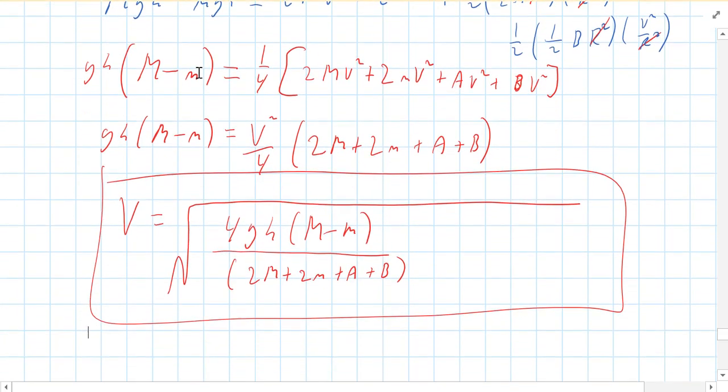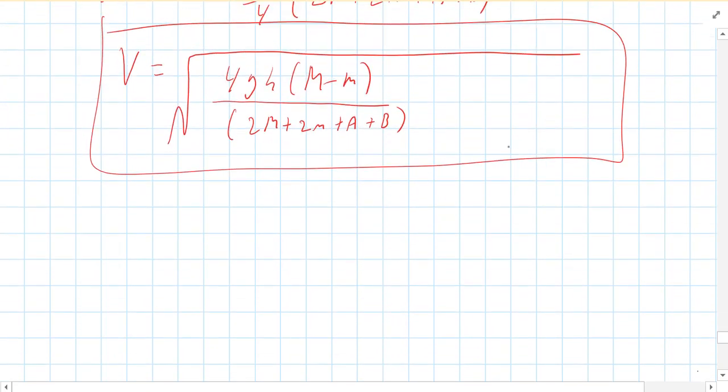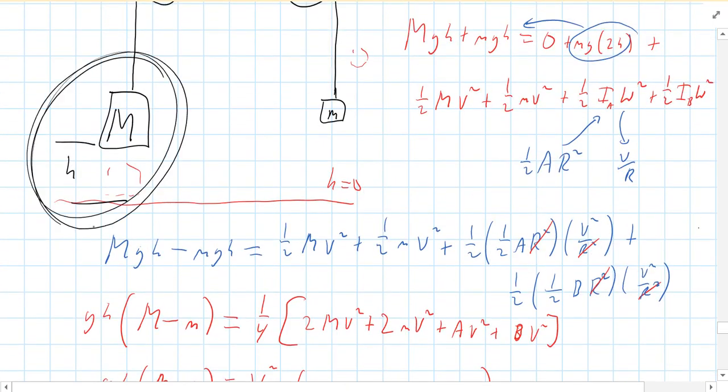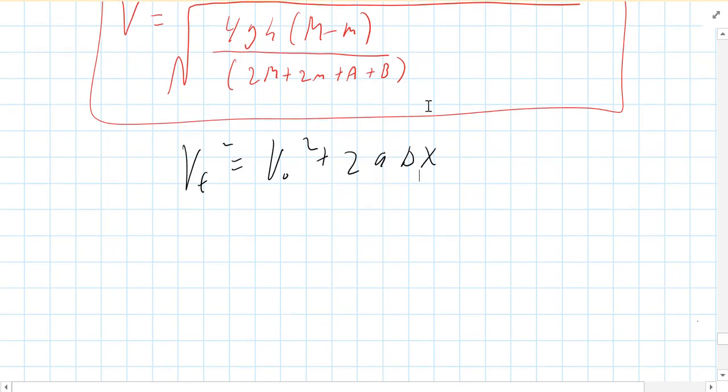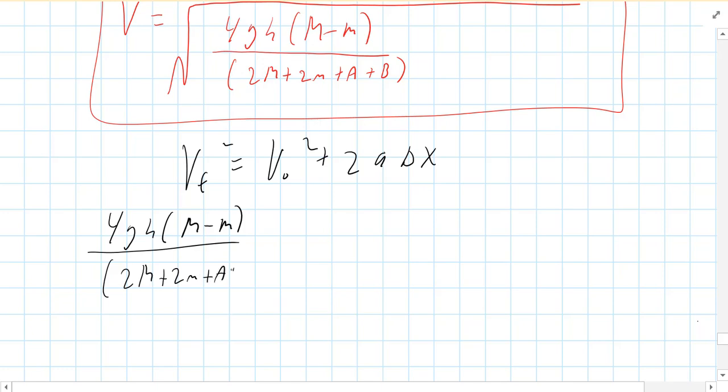a distance h. Now, the other thing I asked you for is what's the acceleration? So what I would do now is use kinematics. I would look at this part of the motion for the big mass, and I would simply use v final squared equals v naught squared plus 2a delta x. V final we know, that's what we just calculated. If I square that, you'd get 4 g h times big M minus little m over that whole thing on the bottom, 2 big M plus 2 little m plus A plus B. This started from rest, so v naught is zero, then we got 2a, and delta x is simply h. And if you solve this for a, the h drops out, which is kind of nice. You divide everything by 2, and there's your answer. So a would be this.